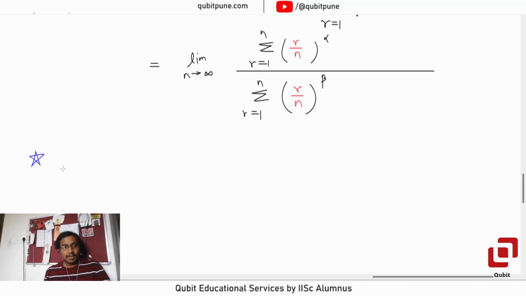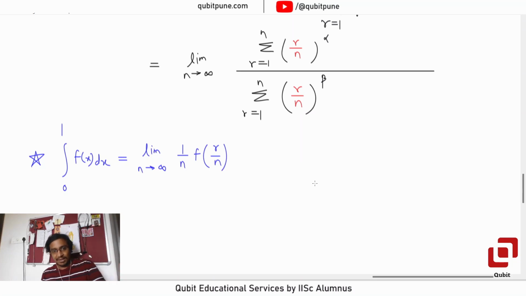Now there have been questions in JEE where it was a definite integral with limits 0 and 1. Look here. If I am integrating some function f from 0 to 1, can I write it in terms of the limit of a sum? Yes: limit n tends to infinity, 1 upon n into f of r by n. If you don't understand this, look here: h in our usual notation, which is b minus a upon n, is now 1 upon n, and a is 0 and b is 1.